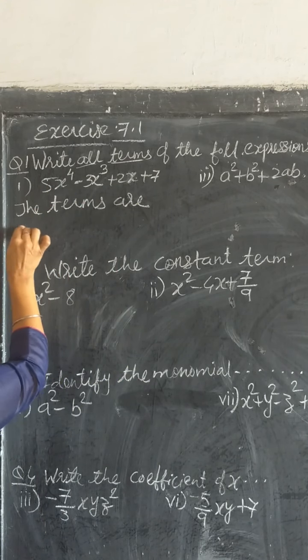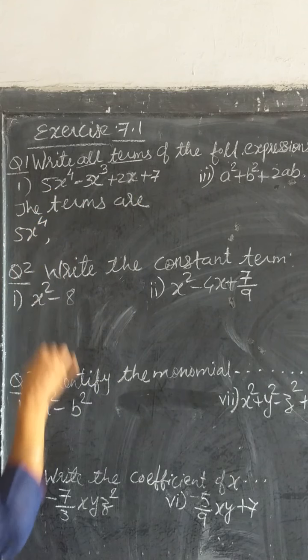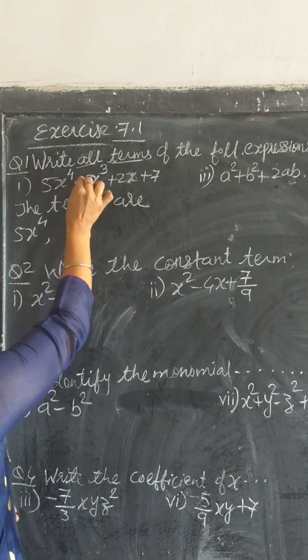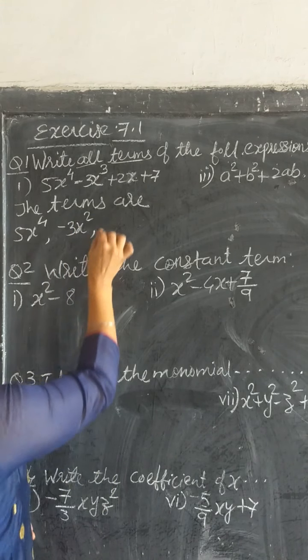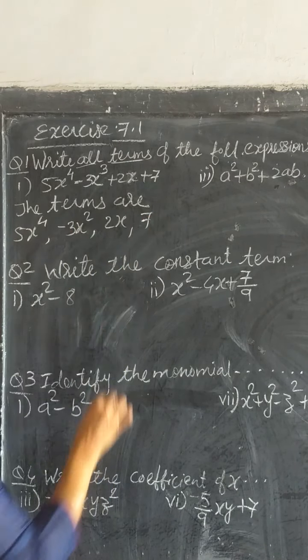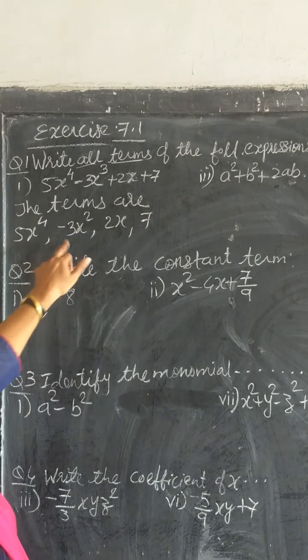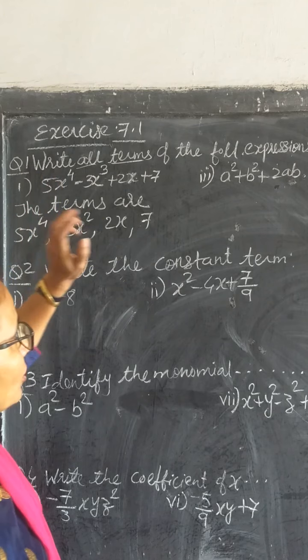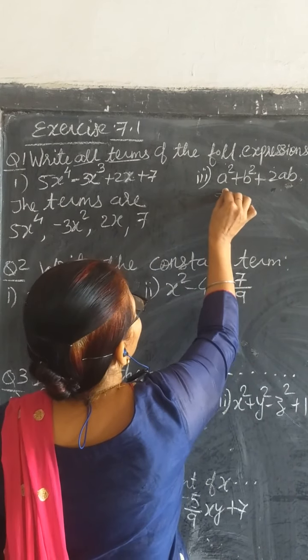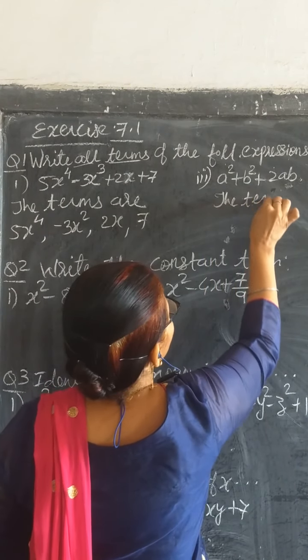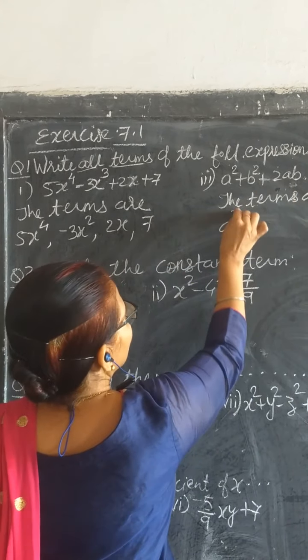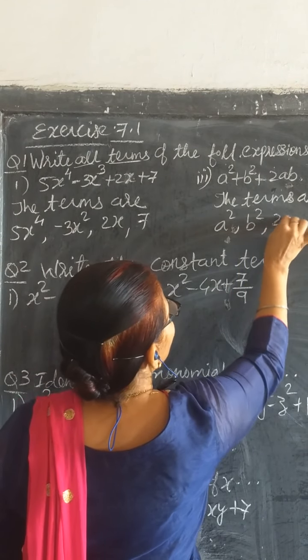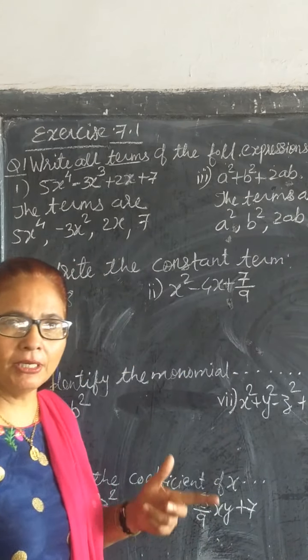What are the terms? 5x to the power 4, comma. You have to put a comma. Whenever a minus sign is there, you have to write it: minus 3x square. Then comma 2x and 7. So these are the terms in this algebraic expression. Now here again you can see what we can write. The terms are. What are the terms here? a square, comma b square, comma 2ab.